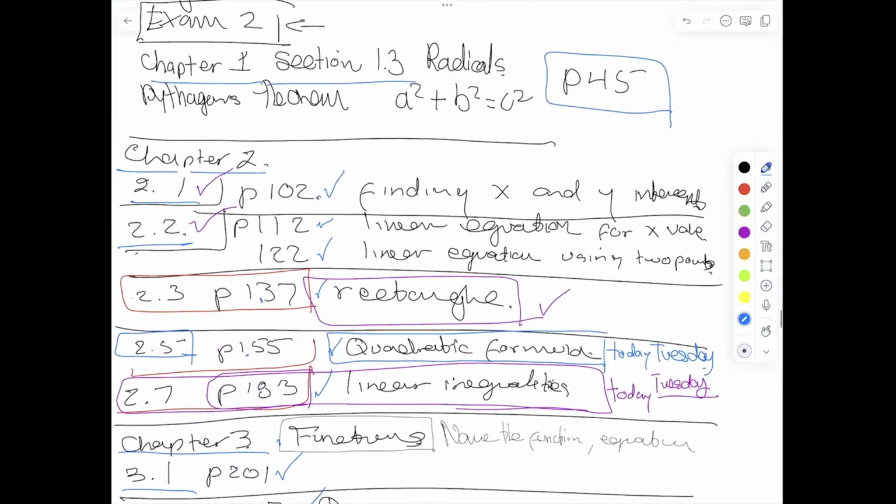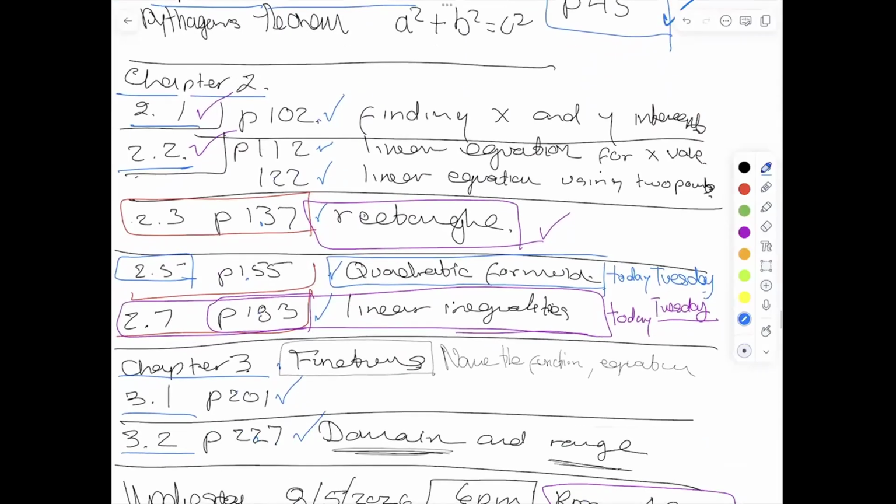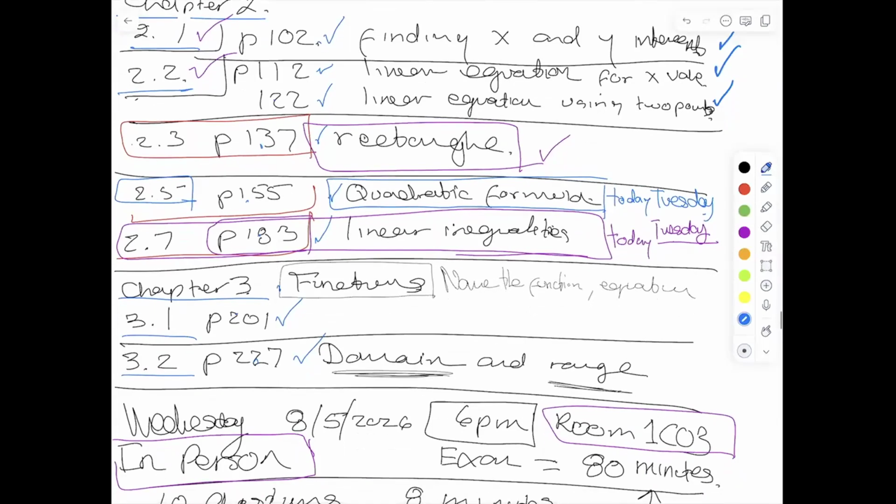So chapter 1, page 45. That's Pythagoras theorem, right? And we did finding the x and the y intercepts the day before. We did a linear equation. We did a linear equation using two points. We did that. And then on this particular day, we did the rectangle, right? We did quadratic formula. We didn't have to do quadratic formula in exam one, but in this one, you're going to have to do quadratic formula. And we did linear inequalities on this day.